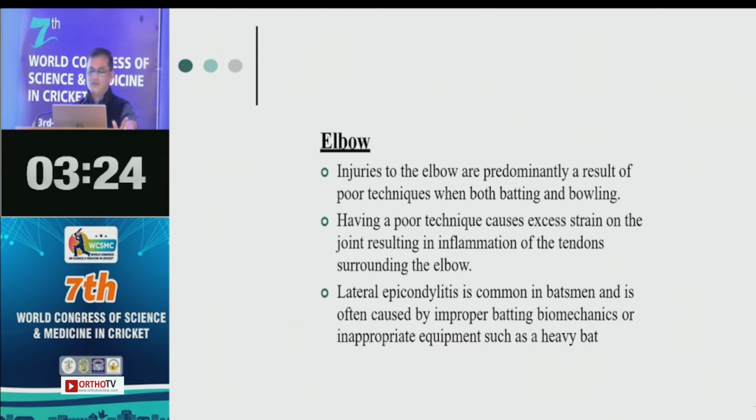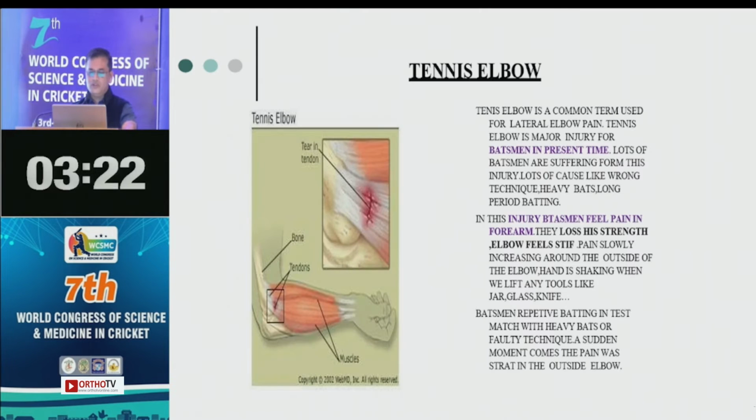Elbow injuries, most of them are overuse injuries. Tennis elbow is a very common injury. There are multiple reasons for that: heavy bat, faulty mechanism. So you can see there would be inflammation of the extensor tendon on the lateral epicondyle, and whenever this injury goes neglected, there may be some kind of tearing also.